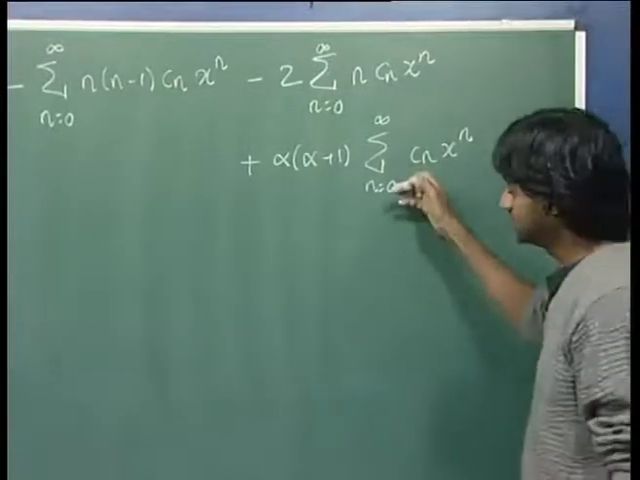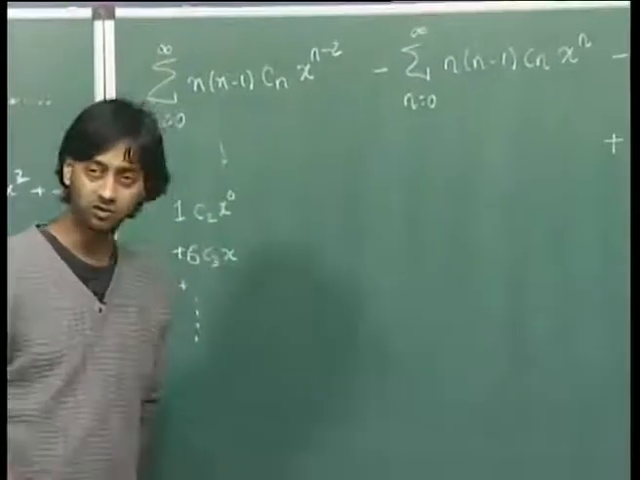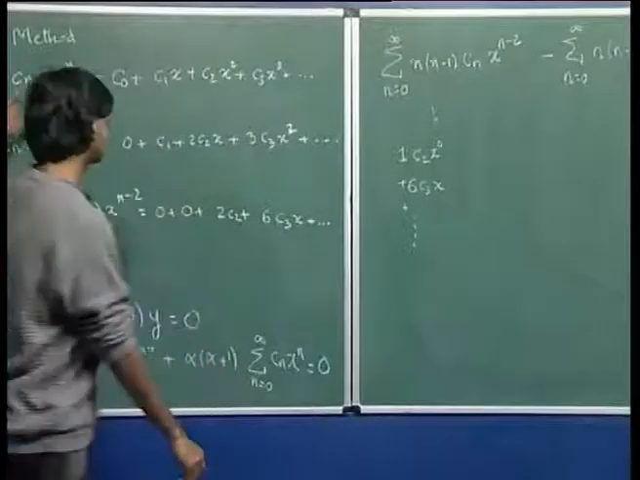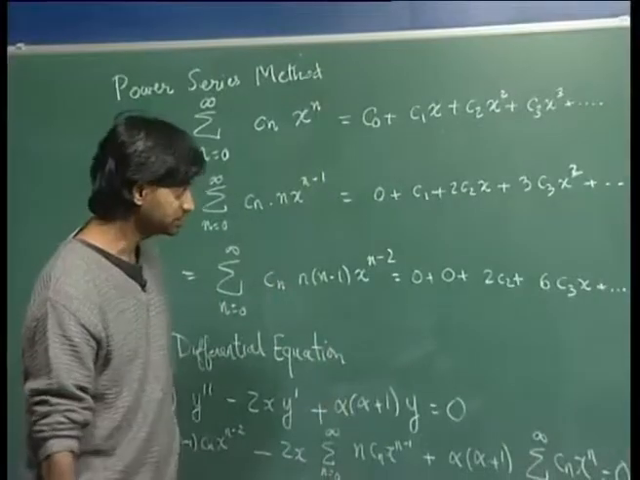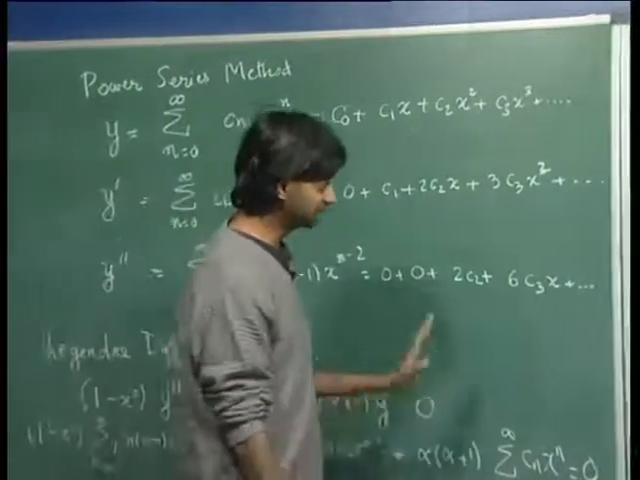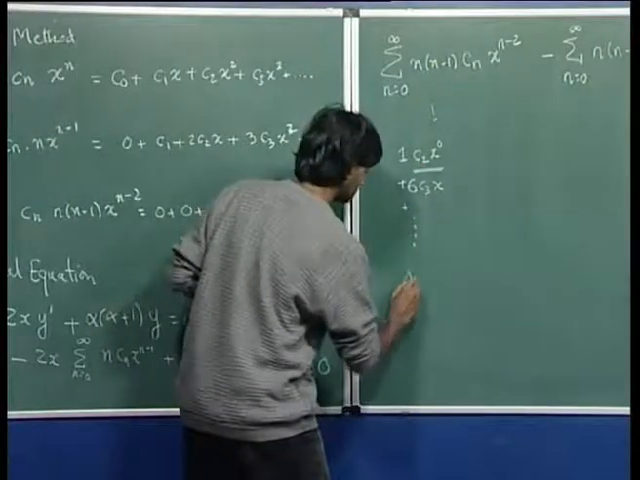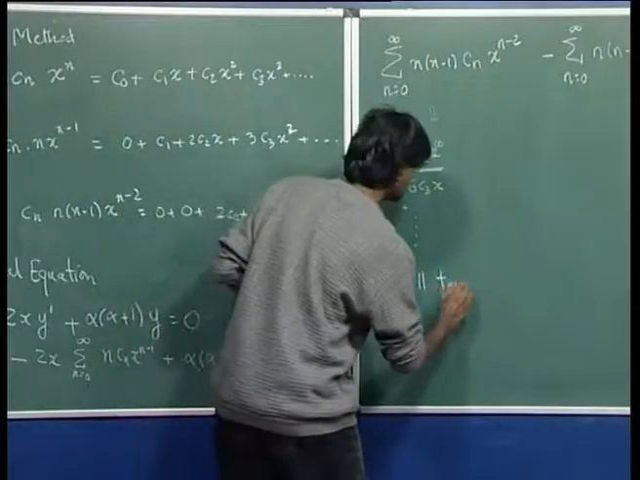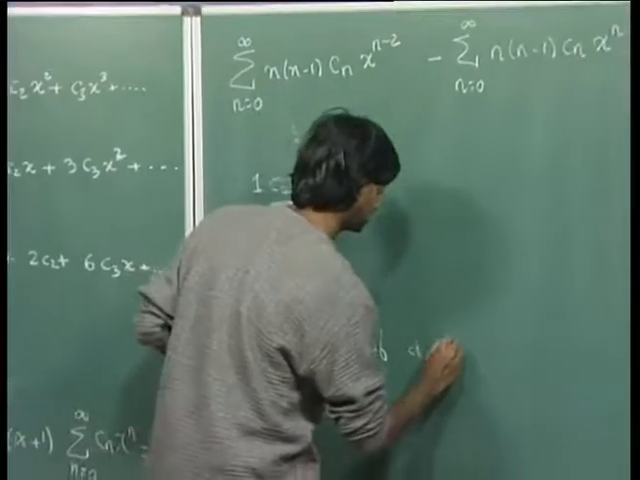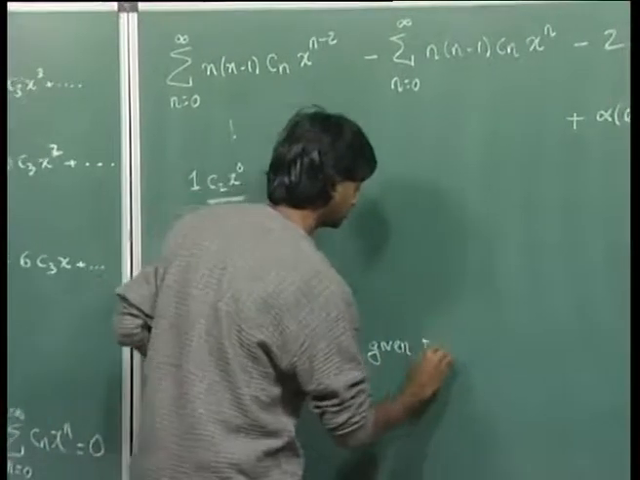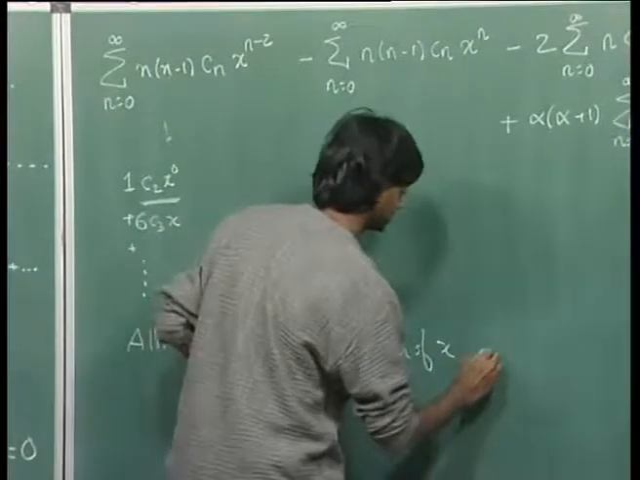Now, this solution is valid for the entire domain of validity of the solution. So, it is valid for arbitrary values of x, and therefore, this is where we make the important simplification. So, all terms of a given power of x add up to 0.